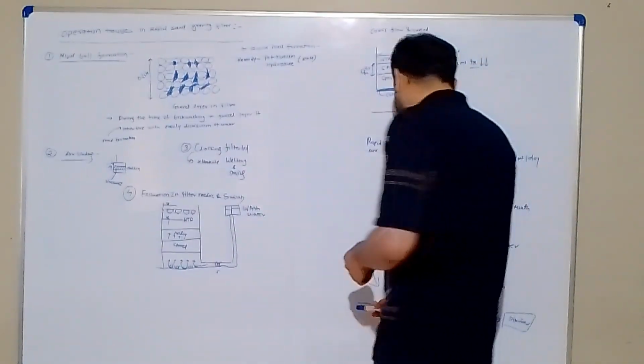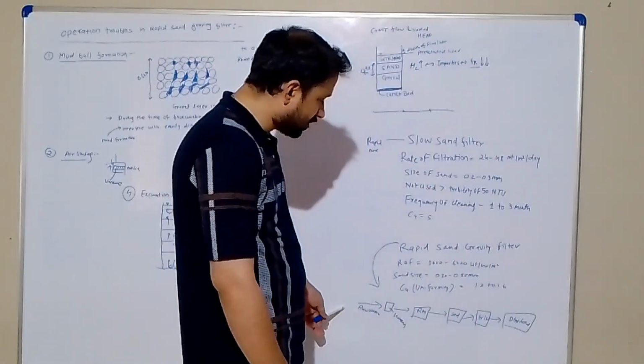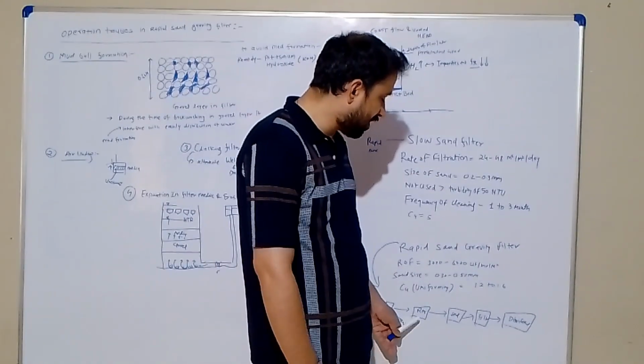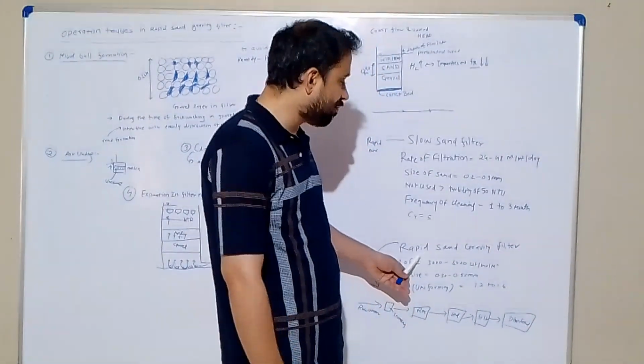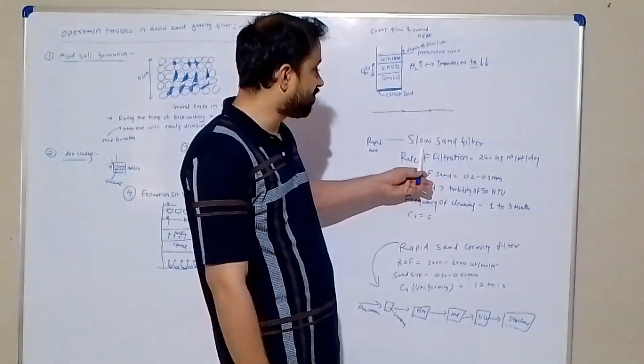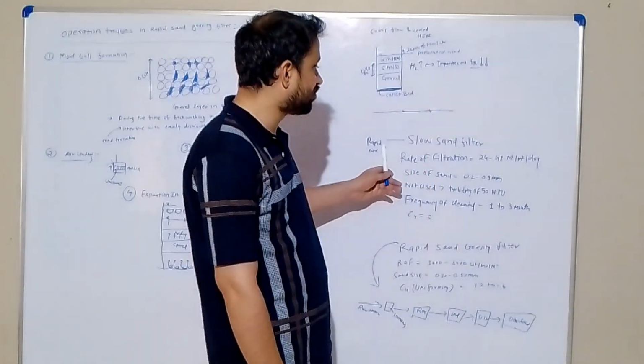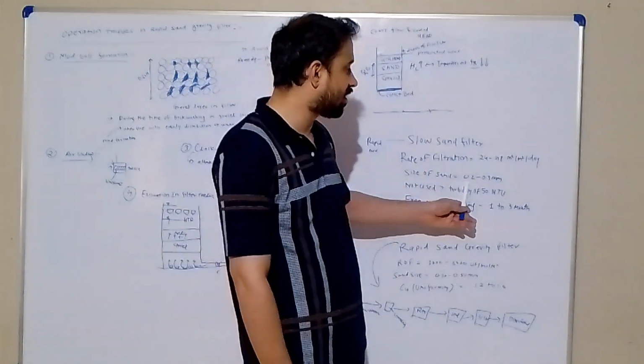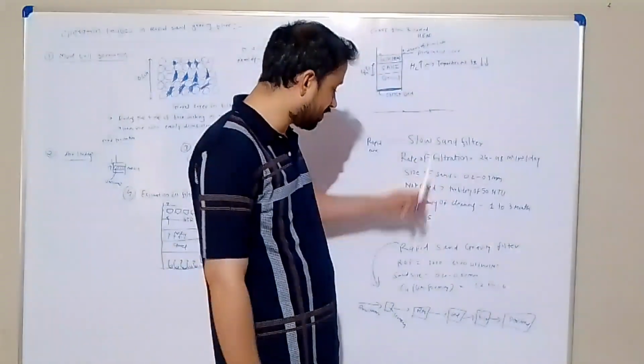The raw water we have collected from the source goes through screening. Rapid mixing is induced in the rapid sand gravity filter. In the slow sand filter, rapid mixing is not induced and coagulation is not performed, because the size of the sand particle is already very small in the slow sand filter.